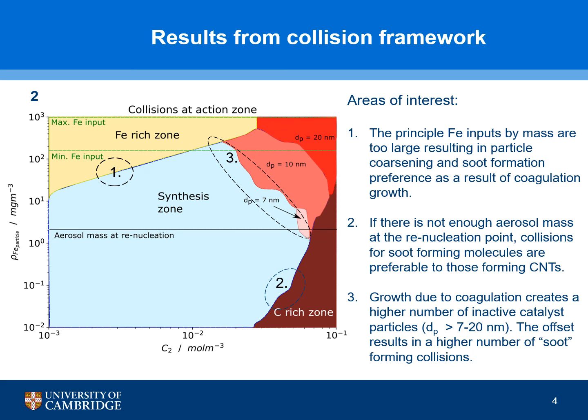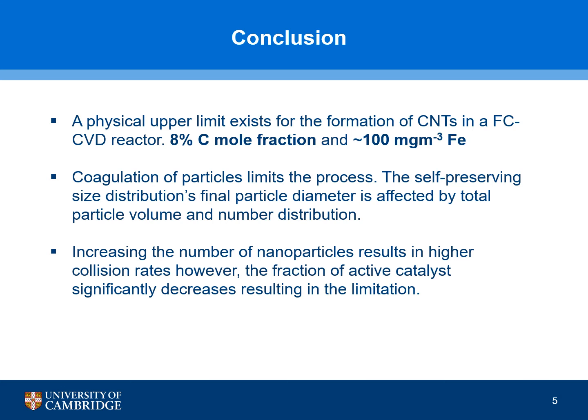And finally, the most interesting zone, zone 3, this actually provides a fundamental limit to the FCCVD process. So particles reach a self-preserving size distribution, and when they continue to coagulate beyond that size, effectively they become inactivated. So if you put in too much catalyst mass, your particles grow beyond that size, and you are unable to form those CNTs.